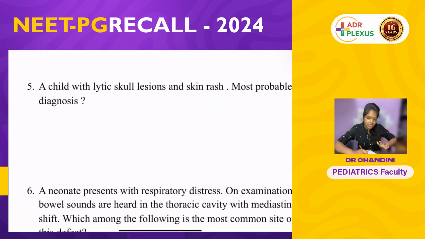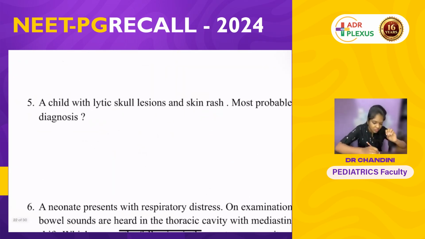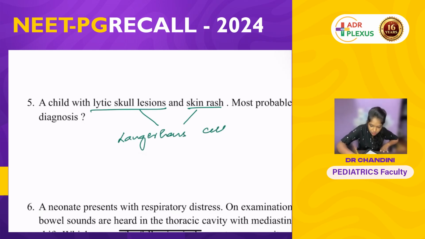Fifth question. Some of them recall this question, and I'm not sure whether this was the exact question. A child with lytic skull lesions and skin rashes. What is the diagnosis? When it is lytic skull lesions and skin rashes, I can think of only one thing, Langerhans cell histiocytosis. That is the answer.